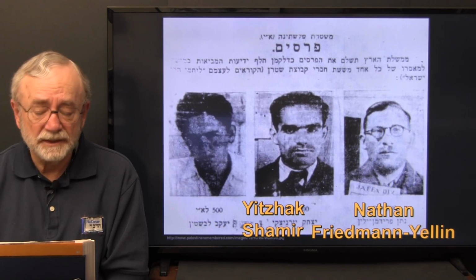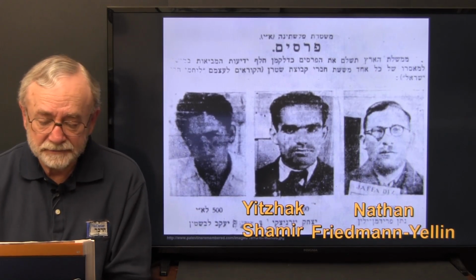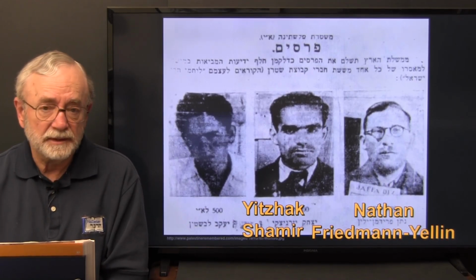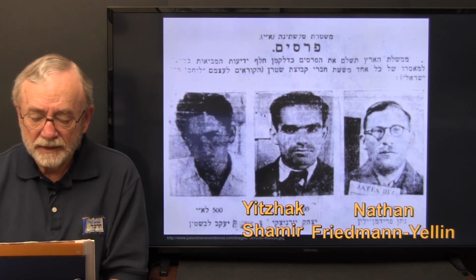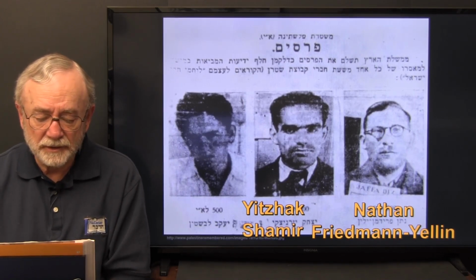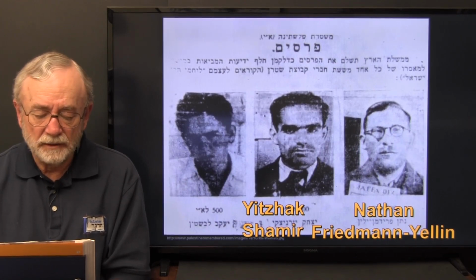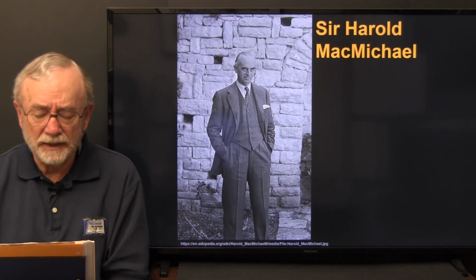The attacks mounted in intensity, and so did British retaliation, with mass arrests, curfews, and the imposition of the death penalty on those carrying weapons. Still, the underground campaign went on, and once included an unsuccessful murder attempt on the High Commissioner Sir Harold McMichael on August 8th, 1944. So here is Sir Harold McMichael.